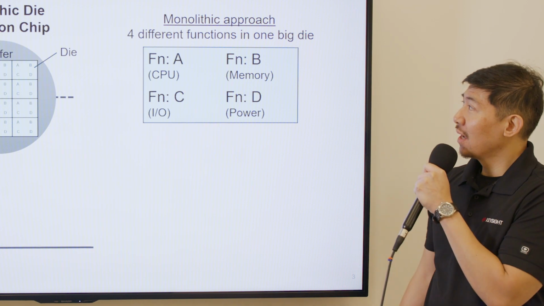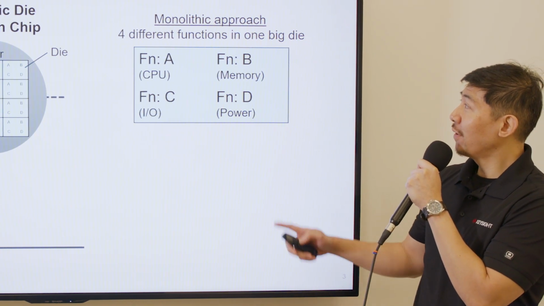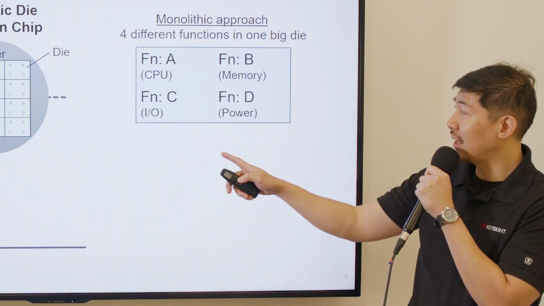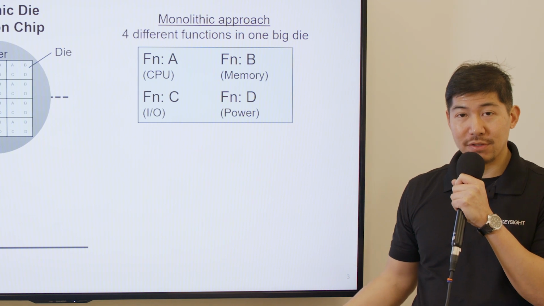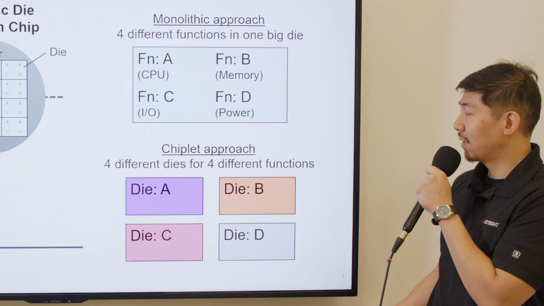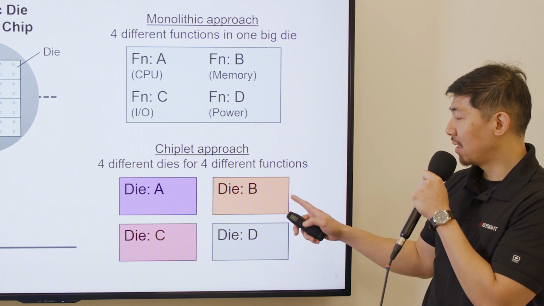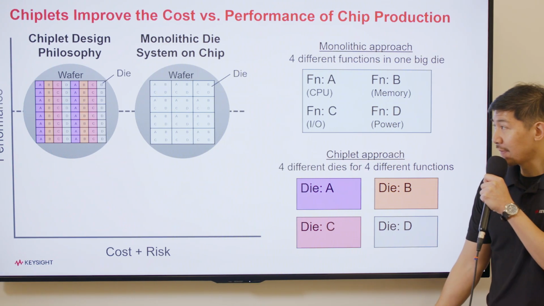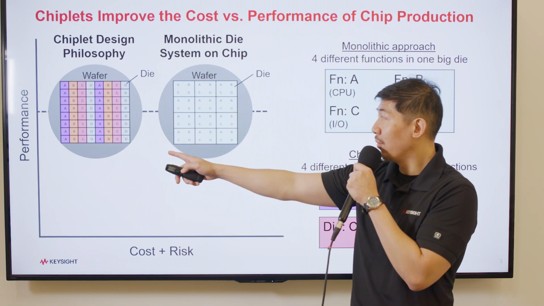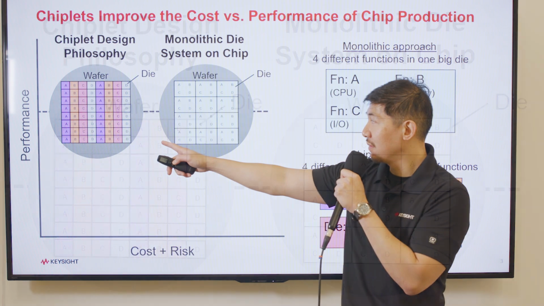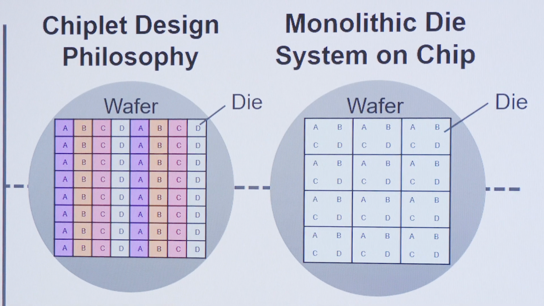Traditionally, a chip looks like this. There are four different functions in one big die, namely A, B, C, and D. In a chiplet approach, what we will see is this: four different dies with four different distinct functions: die A, die B, die C, and die D. Now this is how it looks like on the wafer. On the wafer side, we will see that since the dies are smaller, we're using the same space with the same number of defects. Let's see what happens on the big dies.